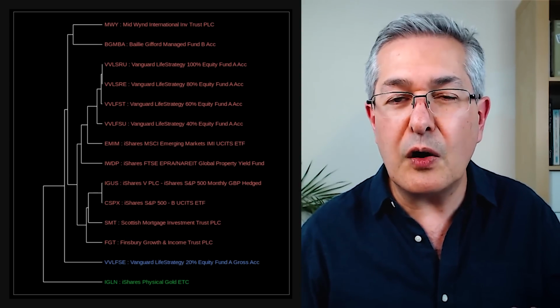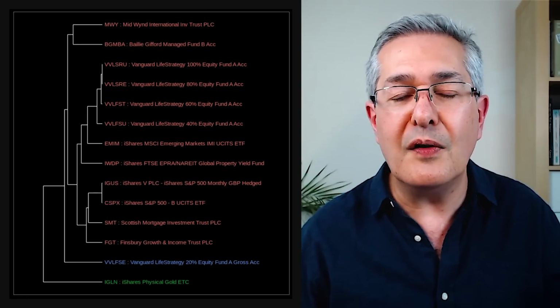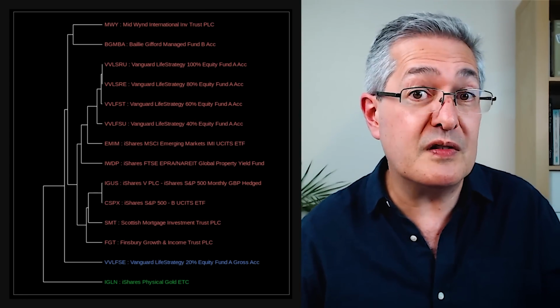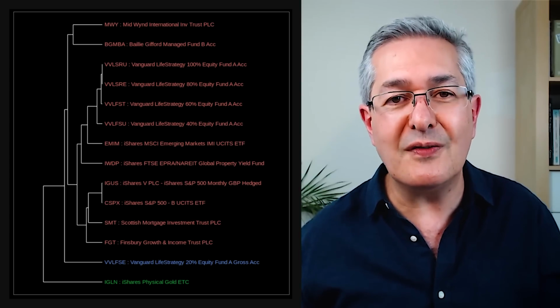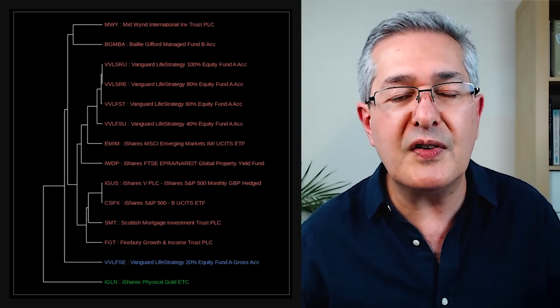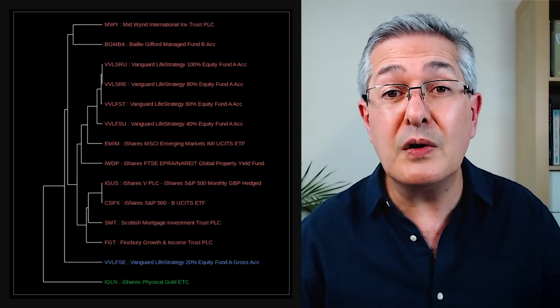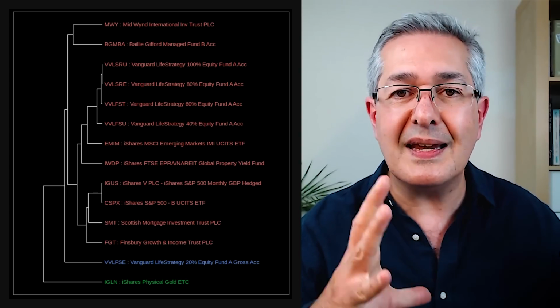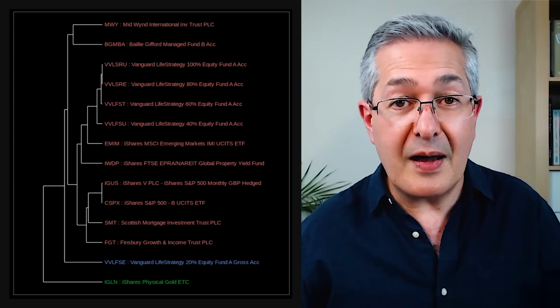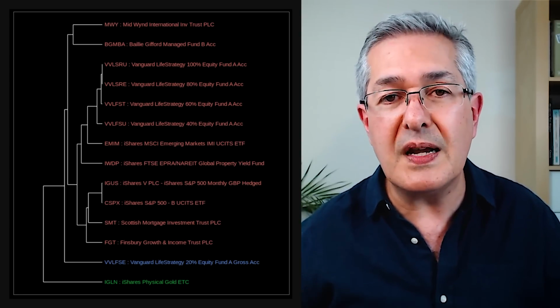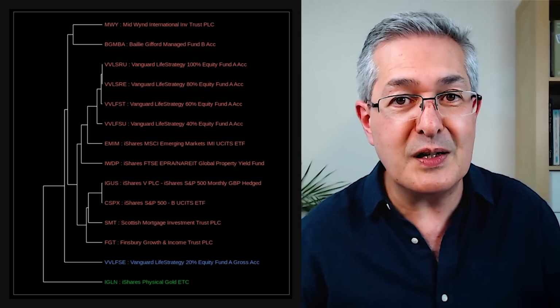So by looking at the correlations amongst the assets in your portfolio, you can first of all simplify your portfolio. You could just narrow it down to one Life Strategy fund, for example, or maybe one growth fund. But also when you're building your portfolio, you can choose assets which have a low correlation to your existing portfolio members. And that way, the new addition to your portfolio will have a dampening effect on the overall risk, as well as hopefully contributing new return.